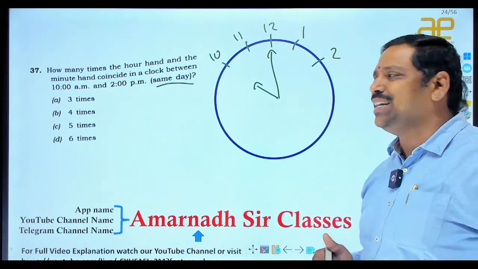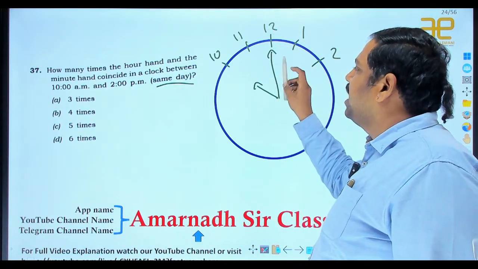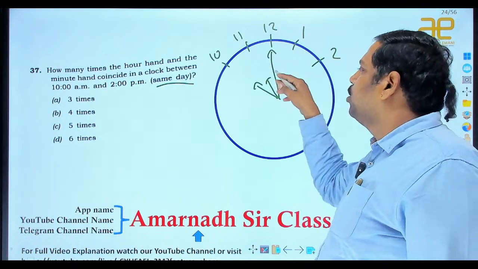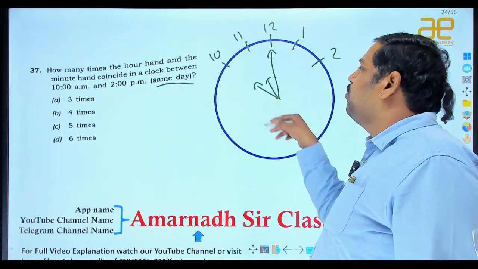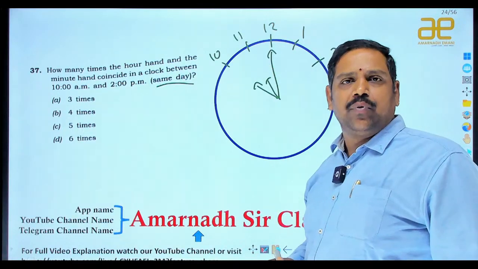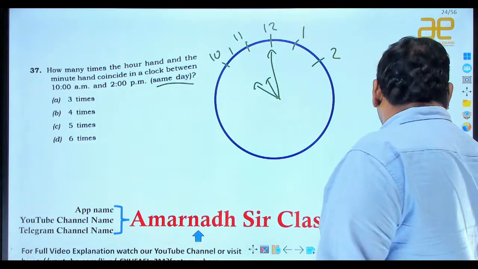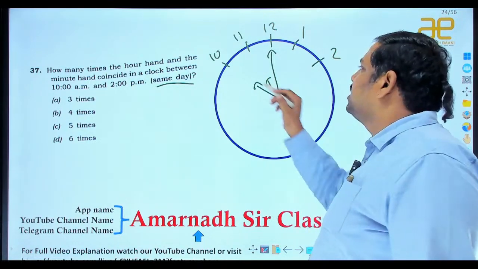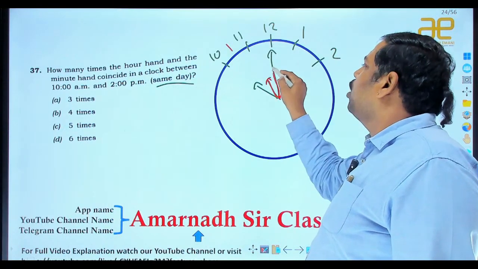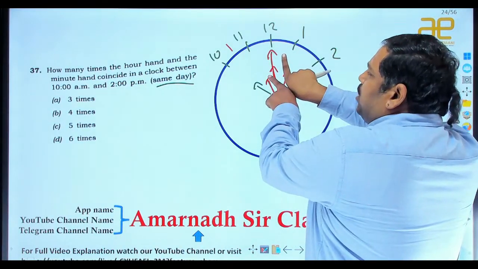But what I can say is between 10 to 11. When the time is 10, it will be like this. When the time is 11, the hours hand will be here, minutes hand will be here, which means it has completed one round. When it completes one round, it overlaps the hours hand. So definitely between this interval, one time it will coincide. But at 11 o'clock, they both are not coinciding.